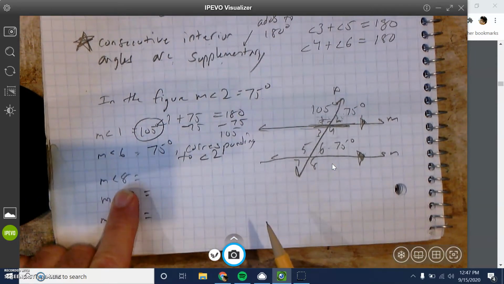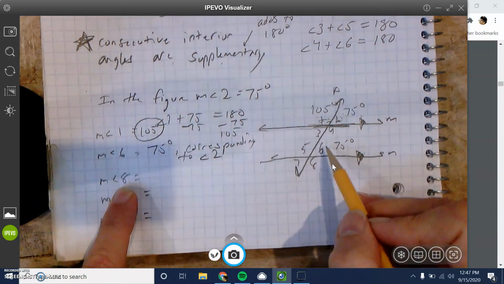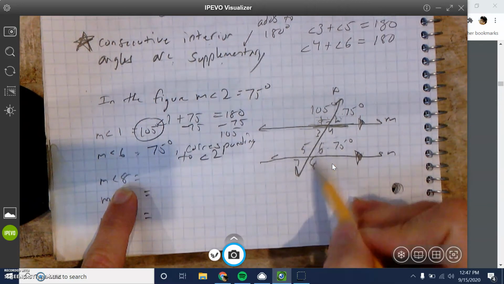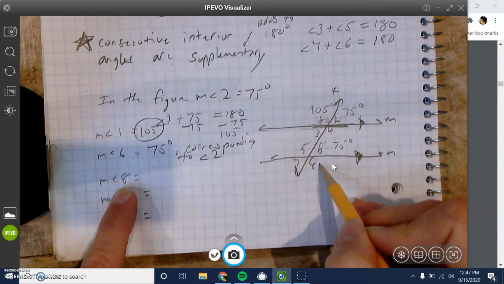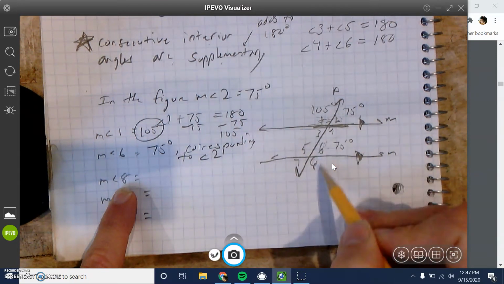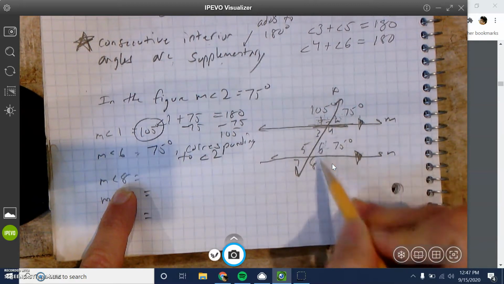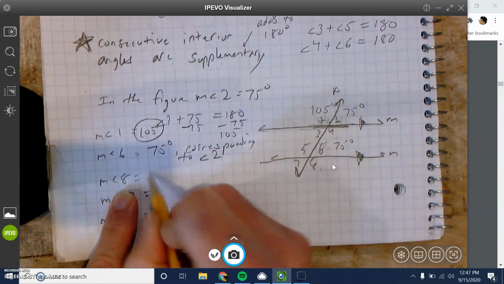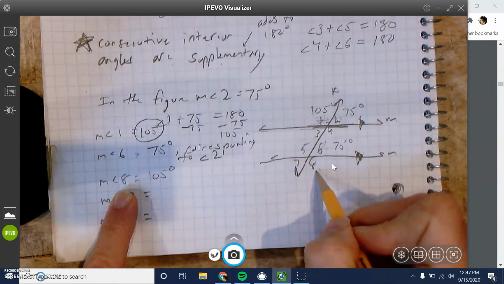The measure of angle 8 now. How can I get 8? Well, there's a number of ways now, right? It's supplementary to 6, or, what's this relationship between 1 and 8? Yeah, alternate exterior angles. So if angle 1 is 105, angle 8 is also 105 because it's alternate exterior.